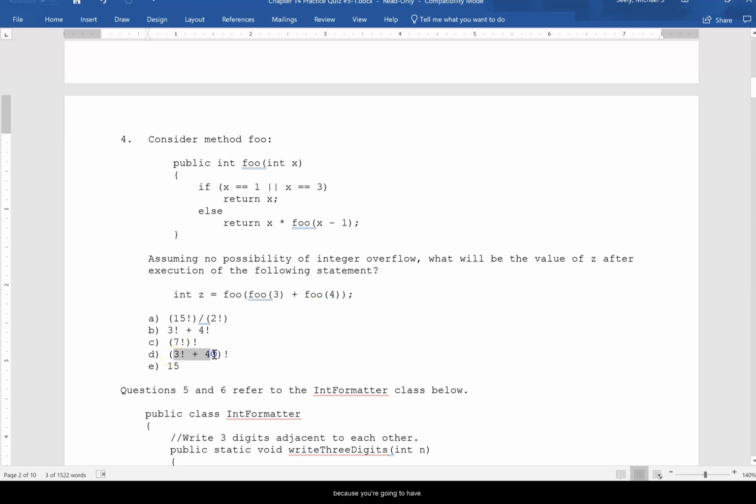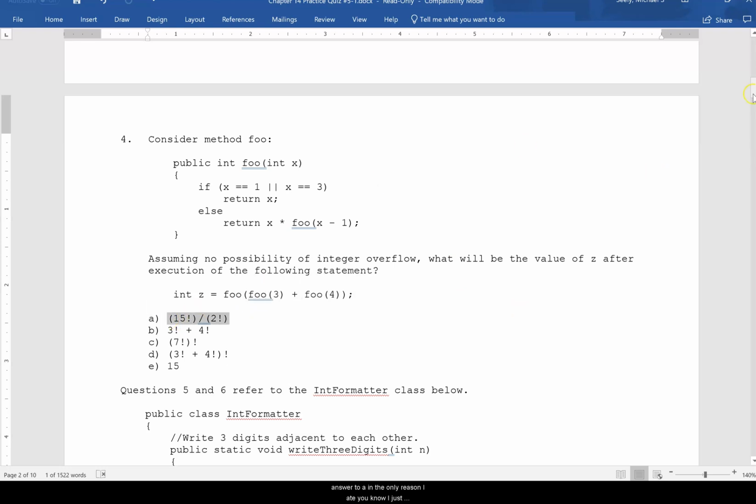Now this is going to be kind of a big one, because you're going to have 7 factorial, and then whatever that number is, you factorial again, and this is going to be 30, and then you're going to factorial that number. So I've got to be honest, I don't know. I mean, this is the answer.